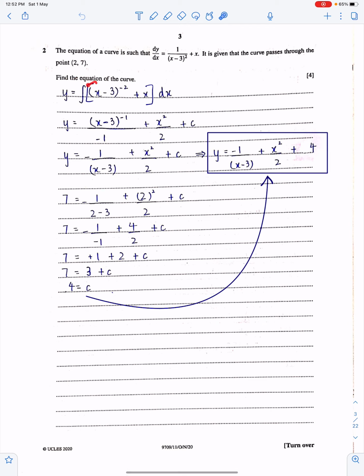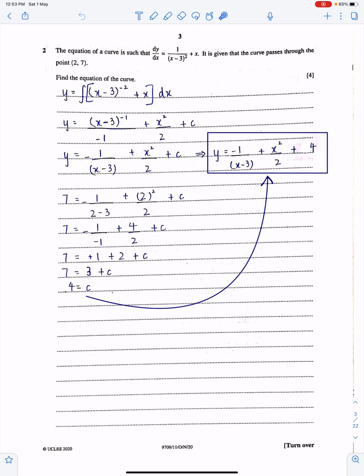Here we have to use a square bracket because we have two terms. This integral sign is multiplying with these two terms and dx is also multiplying with these two terms, so a square bracket is compulsory. When you integrate this linear composite function, you will get (x minus 3) to the power minus 1 divided by minus 1, which is the resultant power. This x will become x square upon 2, and this is the constant of integration. This is the simplified form of this equation.